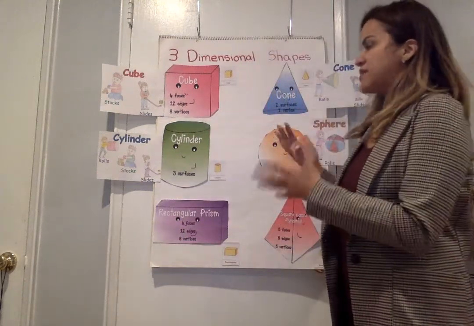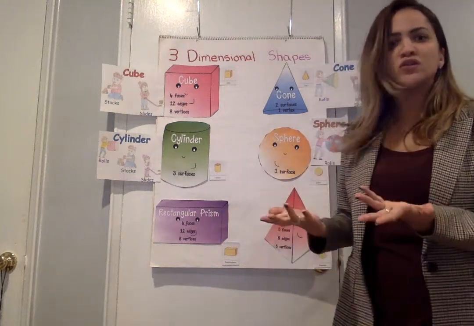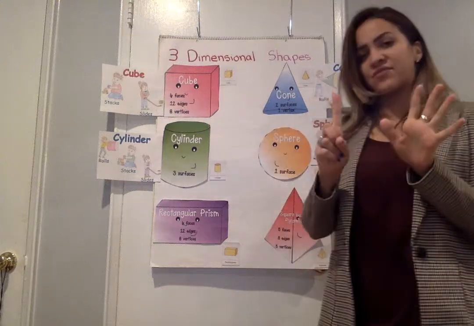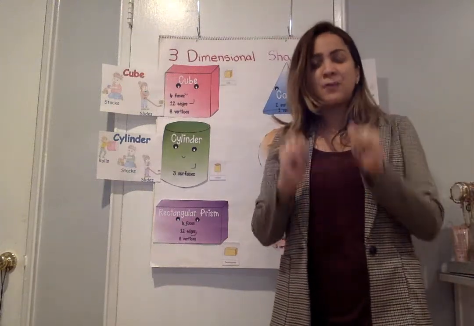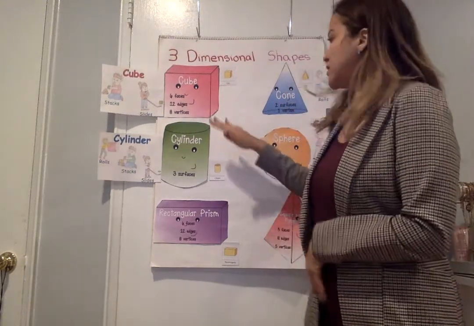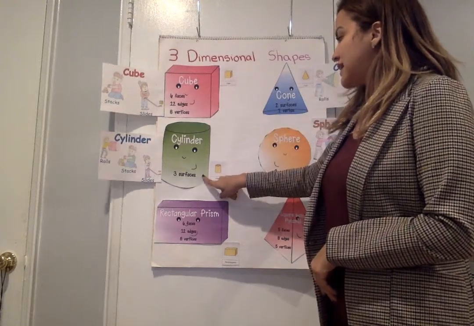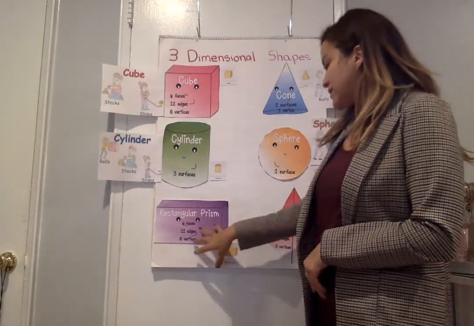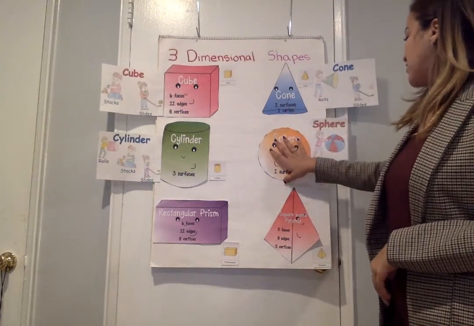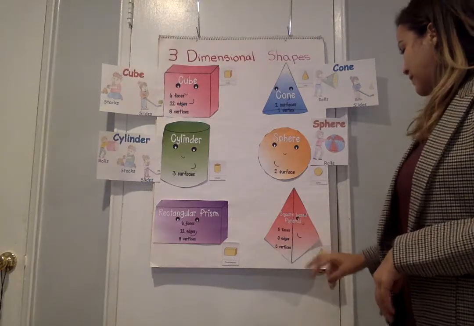We see these shapes every single day in our everyday life. And we are going to talk about 6 of them. We have the cube. We have the cylinder. We have the rectangular prism. We have the cone, the sphere, and the pyramid.